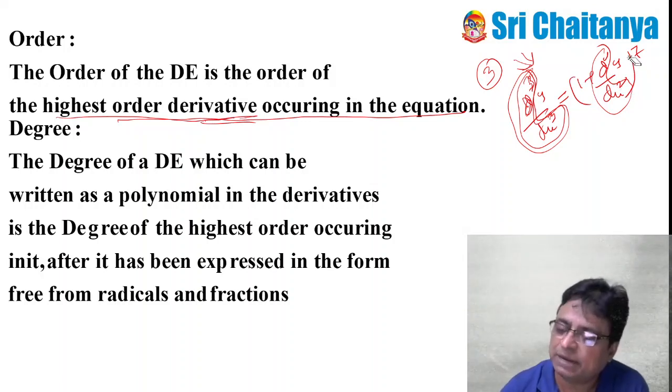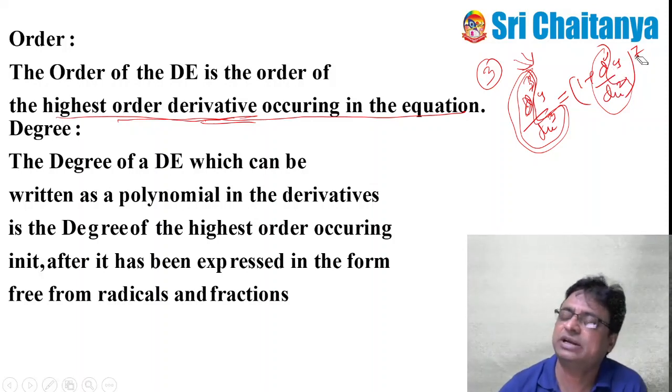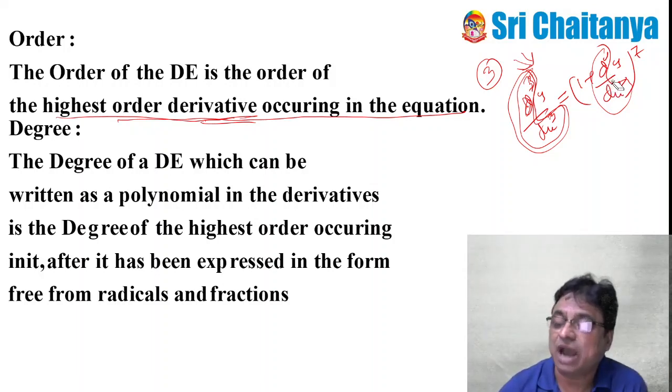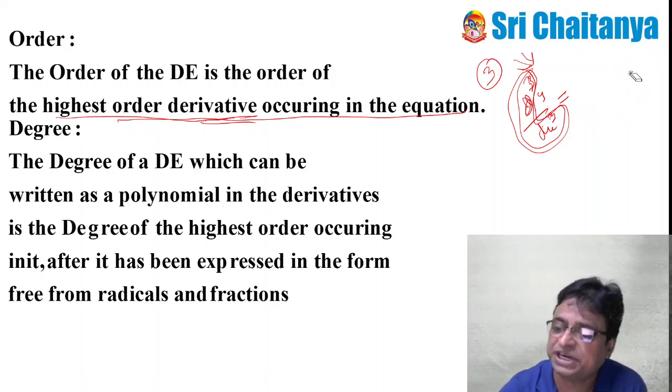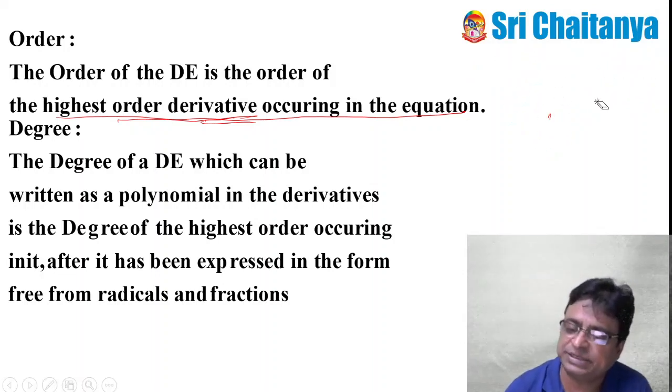Not with the help of the whole power 7. Don't get confused that 7 is the highest order. Therefore, d square y by dx square is the differential coefficient having 7 as the highest order? No, that is not the case. The order of the differential coefficient is important here.